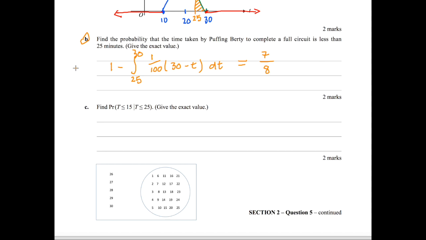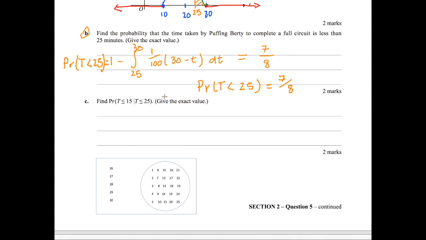One thing I forgot, which you definitely have to have, is the probability. You have to say what you're solving for, or what you've worked out. T less than 25 is equal to all that stuff. So just to sum up, we're saying the probability that t is less than 25, the probability that it takes less than 25 minutes, is 7/8. Alright, now we do some conditional probability.